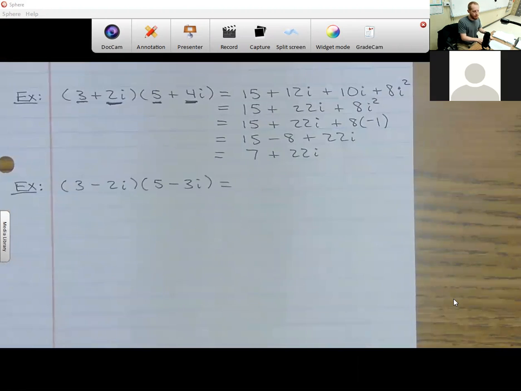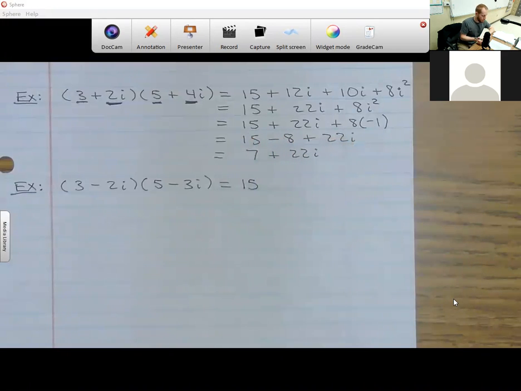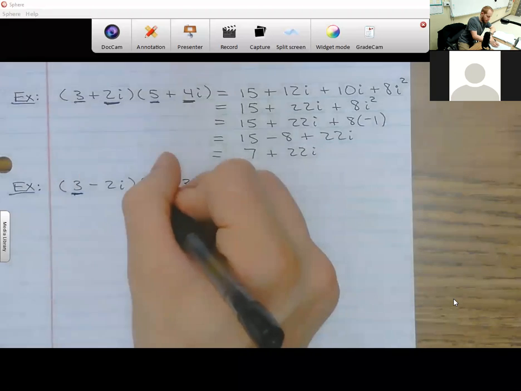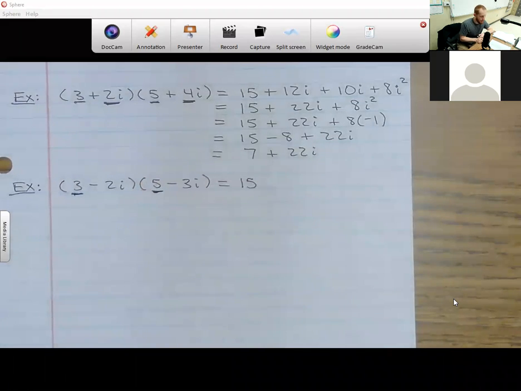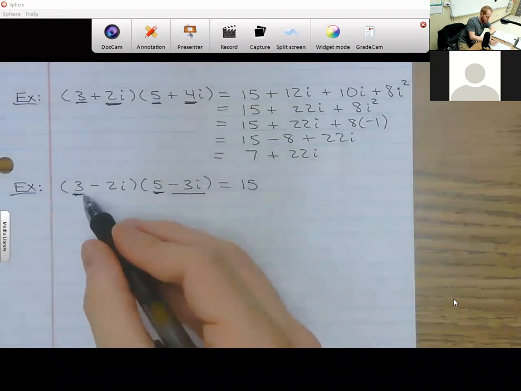Okay. Now for this one, we have 3 times 5. That's going to give me 15, as usual. So what I'm doing is I'm multiplying my first two terms together. I'm multiplying the first two terms that I see.